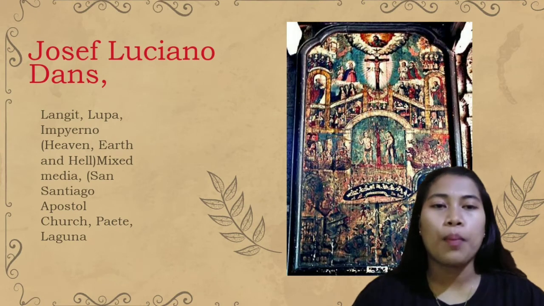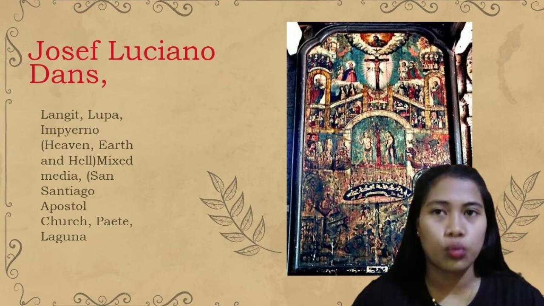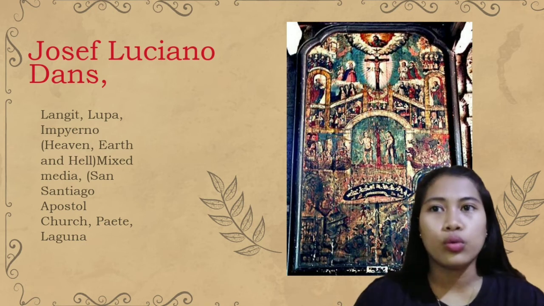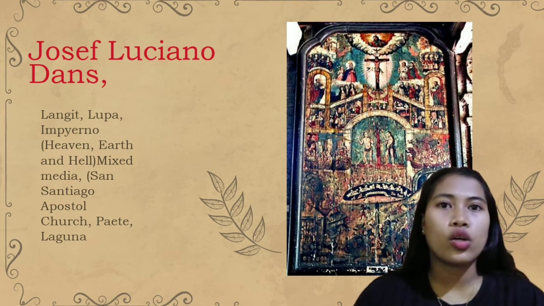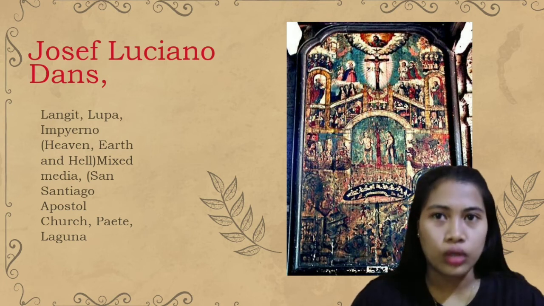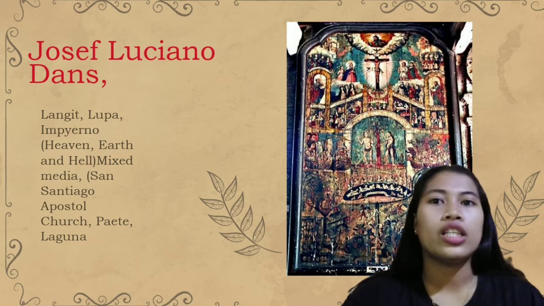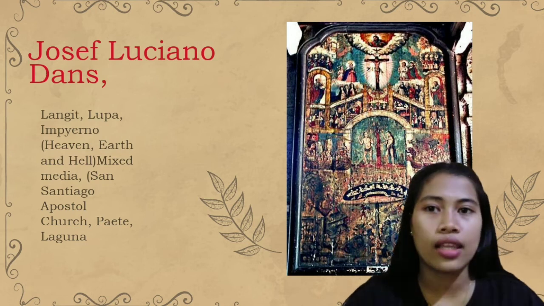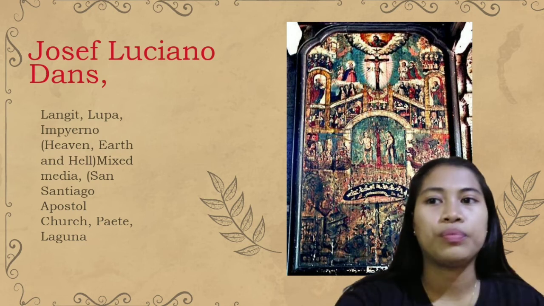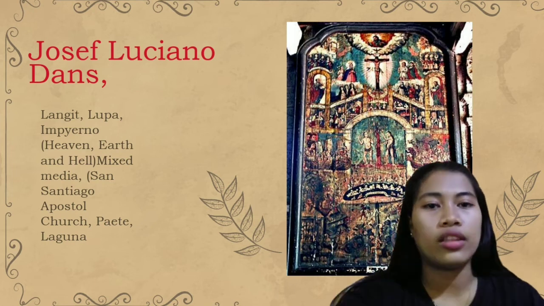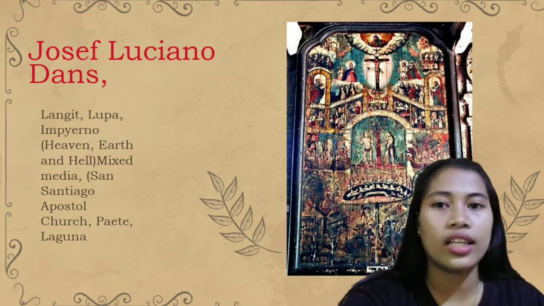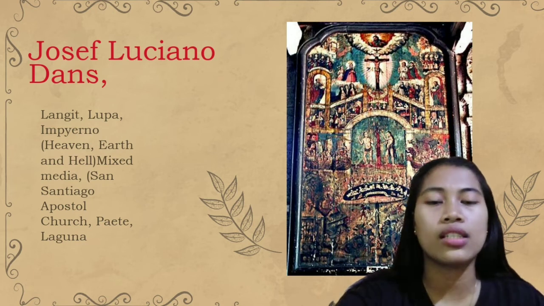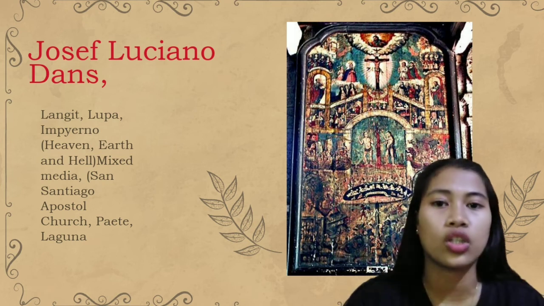So here is an example of Jose Luciano Dans' artwork, 1805 to 1870, in the Church of Paete, Laguna. He is one of the earliest recorded painters in Philippine artwork history. His masterpiece is the Langit, Lupa at Impyerno, also known as Heaven, Earth, and Hell. This is a three-level painting which shows the Holy Trinity, Mary the Mother of Christ and saints, and the seven Blessed Sacraments, and the macabre depiction of Hell.